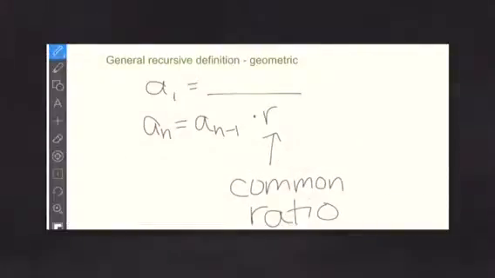So now I want you to try the next part, which is to write down the recursive definition for each of these geometric sequences. If you look back in your notes, our general definition is that we write a sub 1 equals whatever it is, and a sub n equals a sub n minus 1 times r, where r is that common ratio that we just found. So pause the video again and see if you can write down each of the definitions.